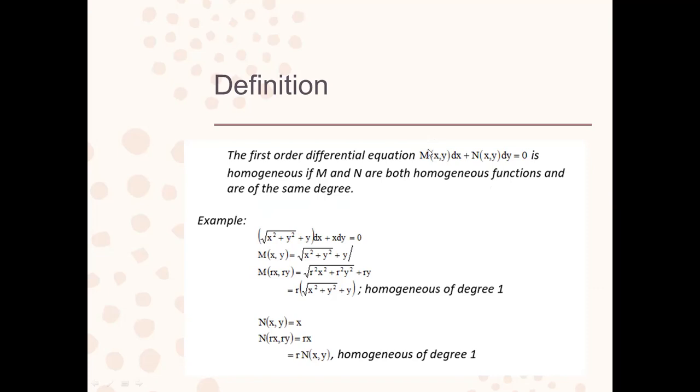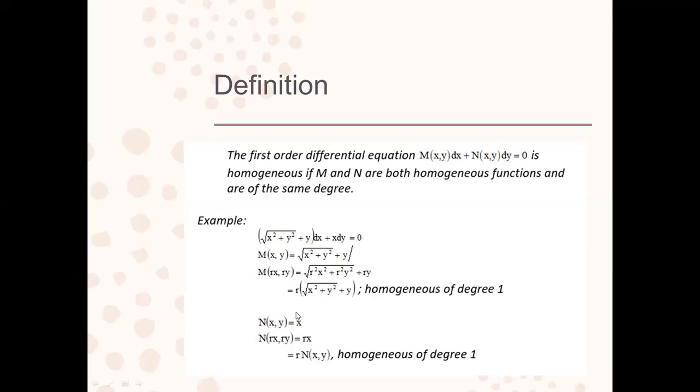Even if a particular function here or coefficient is homogeneous, but its degree is not the same as the other function here, your DE is not to be considered as a homogeneous first order DE. You don't solve it using the techniques that I will be giving in a little while. So the requirement should be both functions that appear in the differentials in your differential equation should be homogeneous and they should have the same degree.